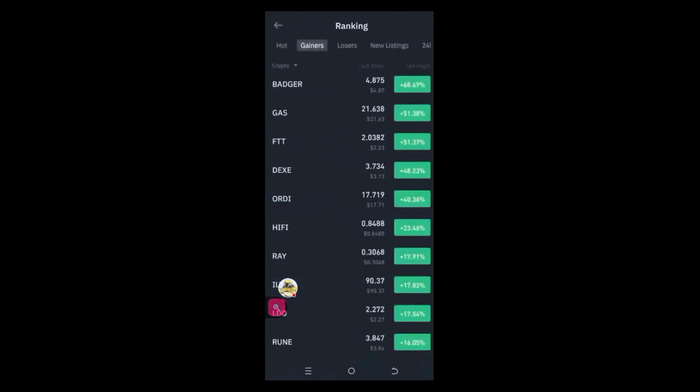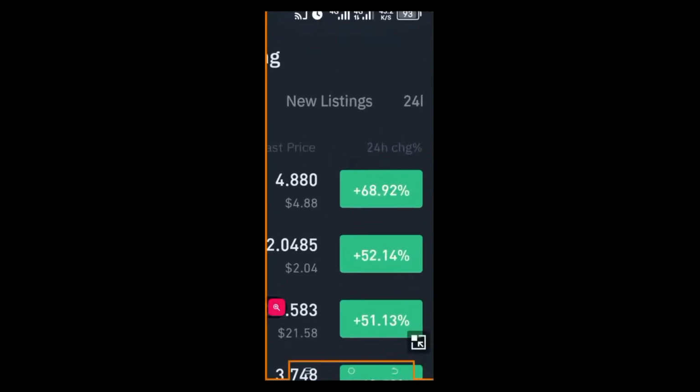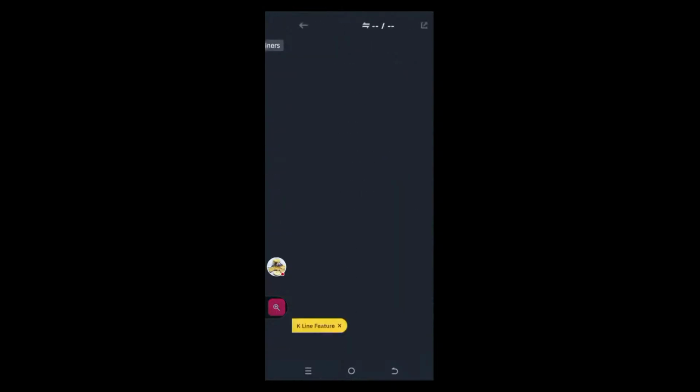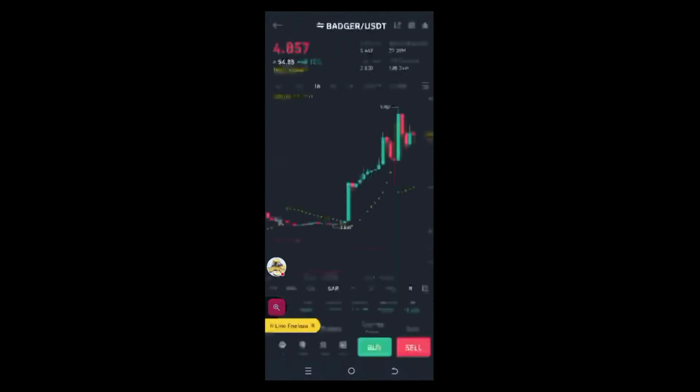Now, because BTC has just gone through a slight dump, most of the prices will be falling, but that's not a problem. We'll definitely be able to get one of the trades. Now, look at this. We can see that the topmost one has risen like plus 68% within the last 24 hours. That should be Badger, I think. Yeah, Badger is $4.86. If I click on it, you can see what's going on here.